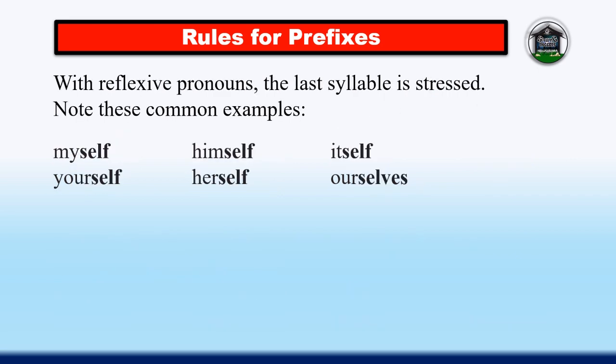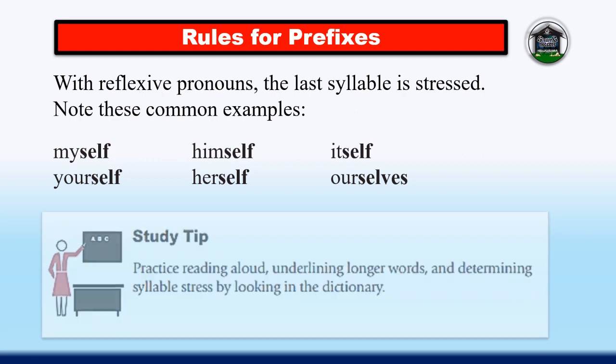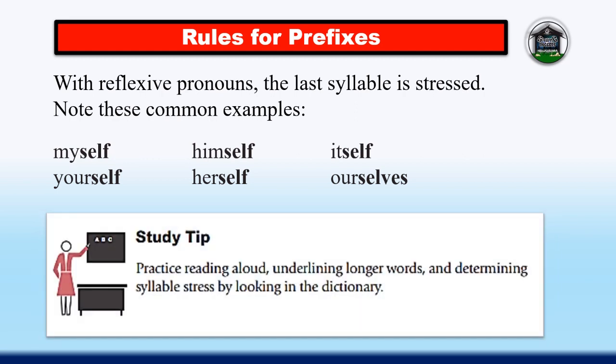Reflexive pronouns. Stress the last syllable. Myself, yourself, himself, herself, itself, ourselves. Study tip. Practice reading aloud, underlining longer words, and determining syllable stress by looking in the dictionary, which will help you to hear the word.